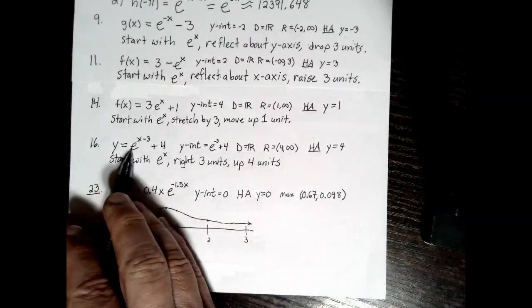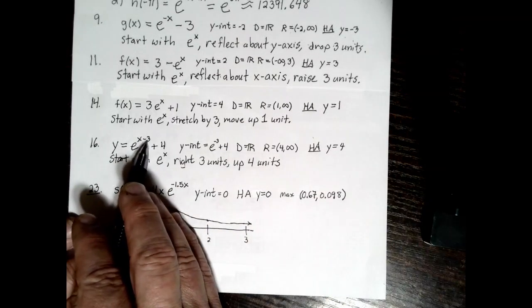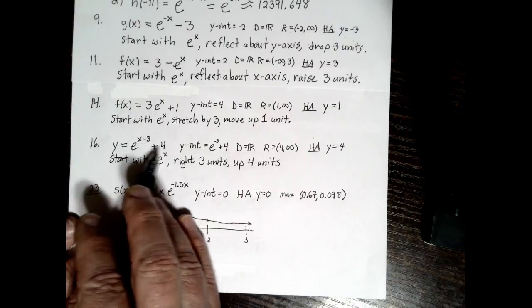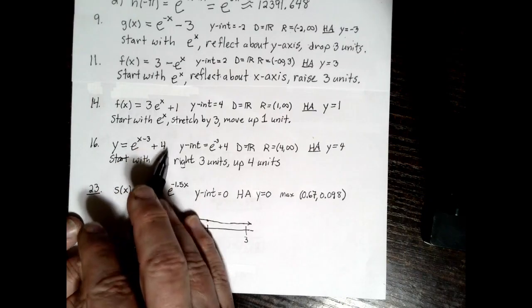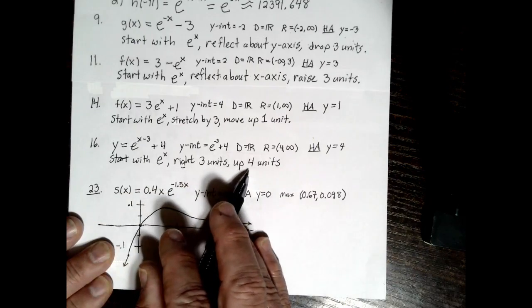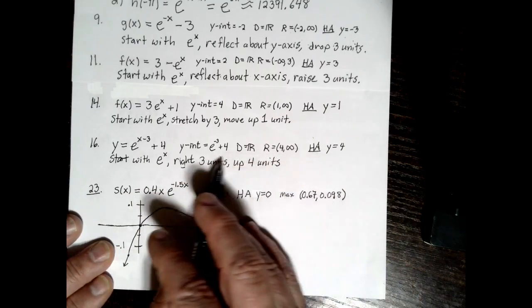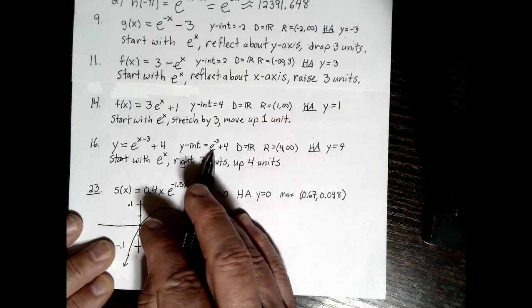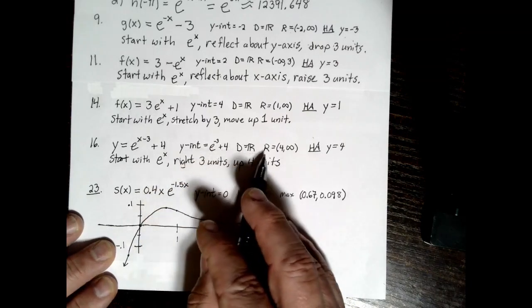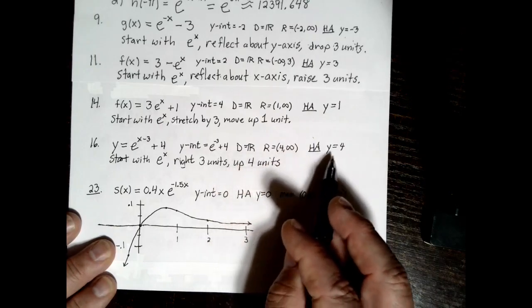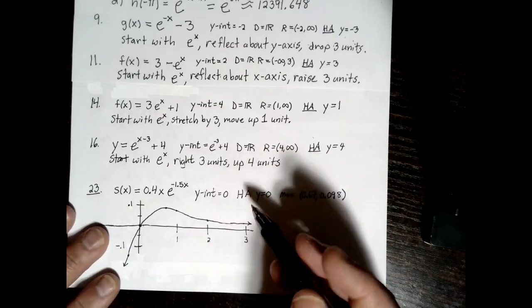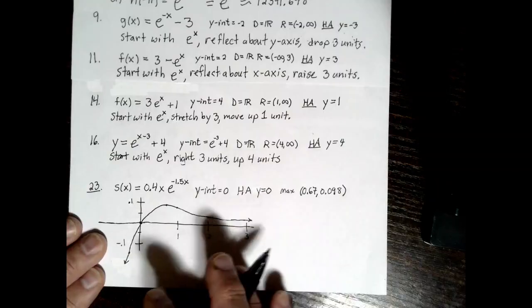With this one, you start with e to the x, and that subtract 3 inside the function is going to move it to the right 3, and then plus 4 moves it up 4 units. So right 3 and up 4. So your y-intercept is e to the -3 plus 4. Your domain is everything. Your range is 4 to infinity. Your horizontal asymptote is y equals 4, not y equals 0.